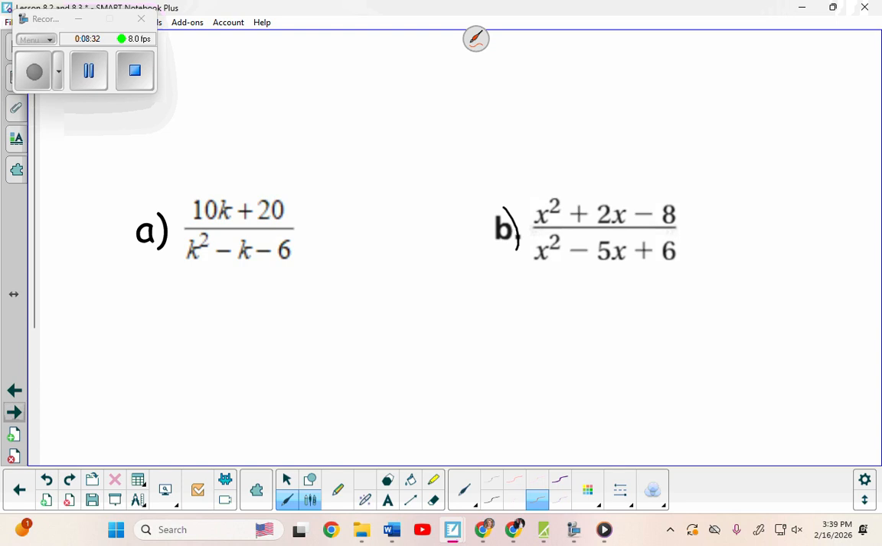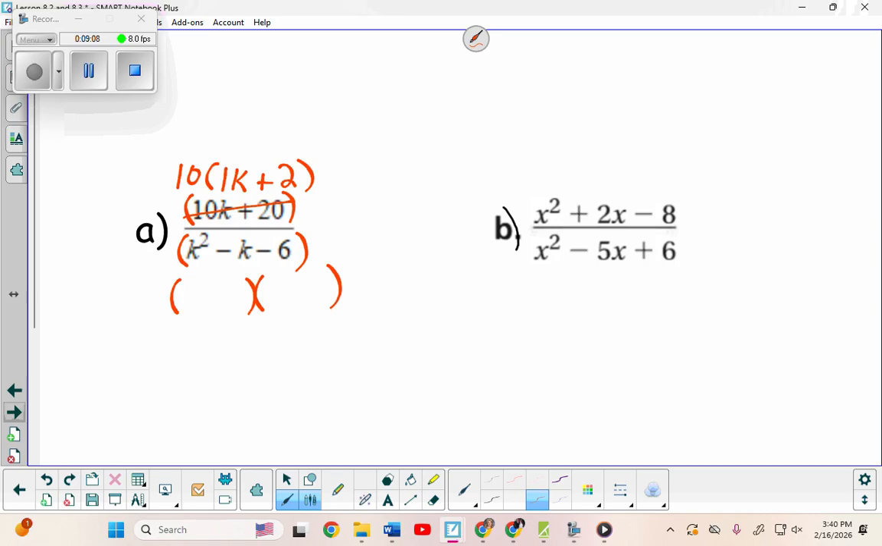All right, now the next examples here, we see pluses and minuses. So the first thing we do is put parentheses around each expression. So then we want to look for a common factor. So we don't have like x squared kind of thing. So we don't need 2 sets of parentheses, but we can take a 10 out of both. 10 divided by 10 is 1k, plus 20 divided by 10 is 2. So you're dividing numbers.